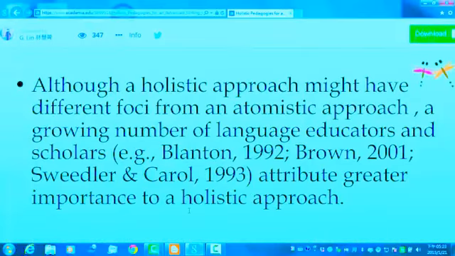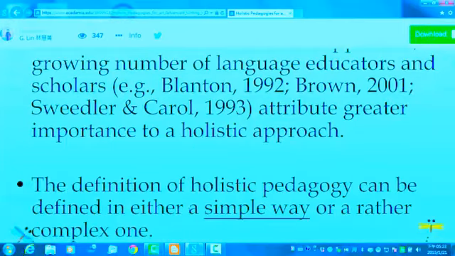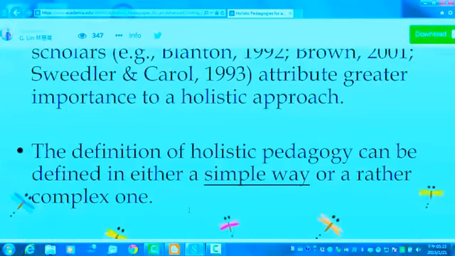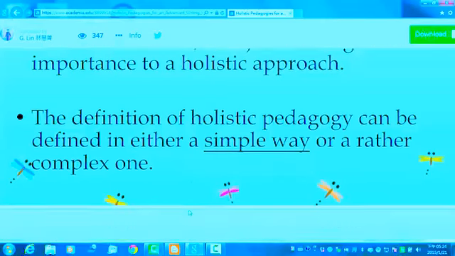So although a holistic approach as well as the integrative method might have different forces from an atomistic approach, a growing number of language educators and scholars attribute greater importance to a holistic approach. So the definition of holistic pedagogy can be defined in either a simple way or a rather complex one.